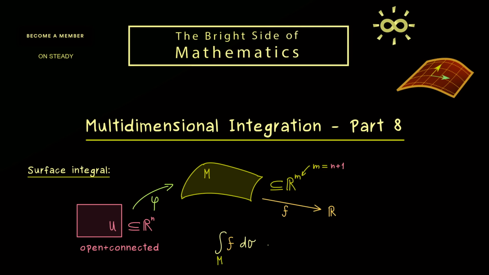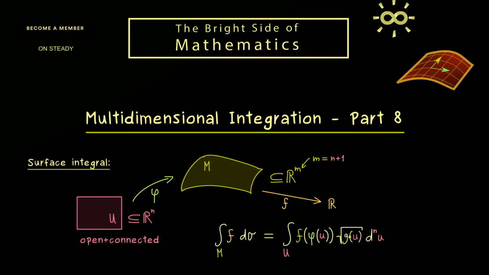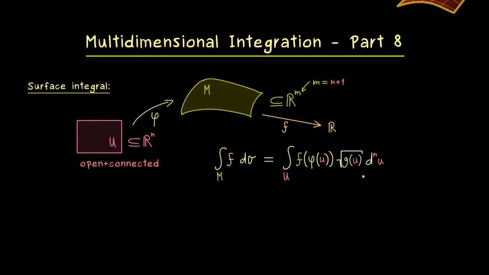And now, as we have discussed in the last video, this integral can be defined by using the parameterization phi, which means we just integrate over u and then we look at the composition f after phi. So this is what we integrate in Rn, which means we just have an ordinary volume integral in n dimensions. However, here it's quite important that we incorporate the stretching of area that the parameterization phi makes. And this can be done by using the so-called Gramian determinant.